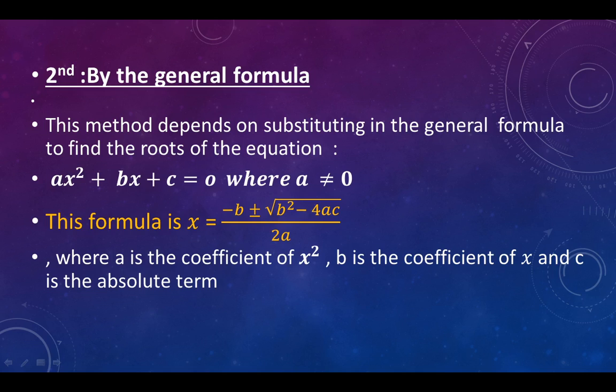What is the general formula? The general formula is x equals negative b, positive or negative, square root of b power 2 minus 4ac, over 2a. Again, x equals negative b, positive or negative, square root of b power 2 minus 4ac, over 2a, where a is the coefficient of x power of 2, b is the coefficient of x, and c is the absolute term. Okay?